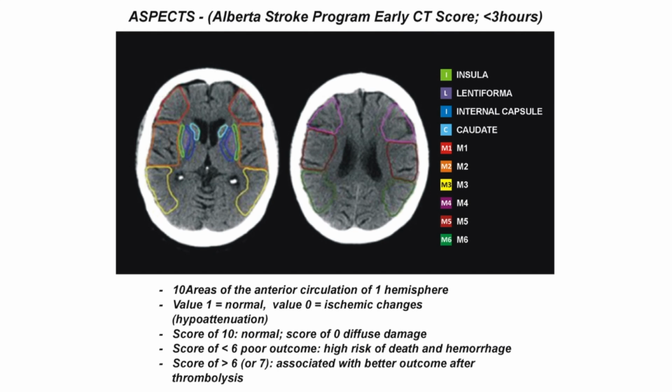So the total score is 10. If there is no deficit at all in any of these areas, the patient gets a score of 10. And if you see hypodensity in any of these areas, you subtract 1 point from that 10. Anything above 6 is associated with better outcome after thrombolysis, and a score of less than 6 means poor outcome and high risk of death and hemorrhage.